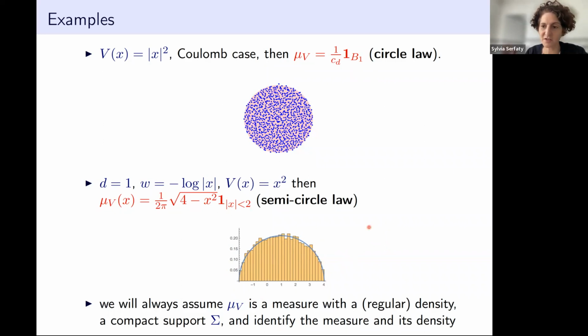Okay, so this serves as two models. The equilibrium measure looks to be like a measure with a density. I will call mu V both the measure and the density. With compact support, that's true when V grows fast enough at infinity. And on its support, it can be discontinuous on the boundary of the support, but on its support, we assume it has a nice density that's regular enough.